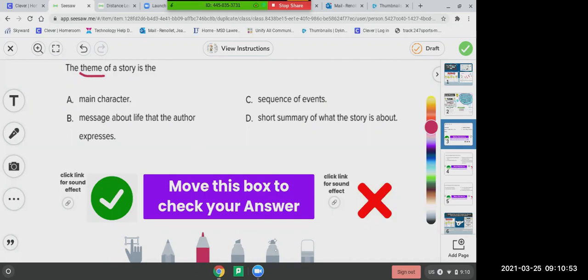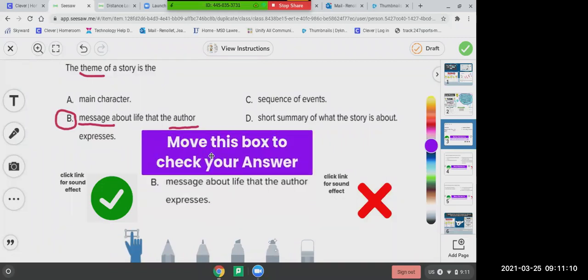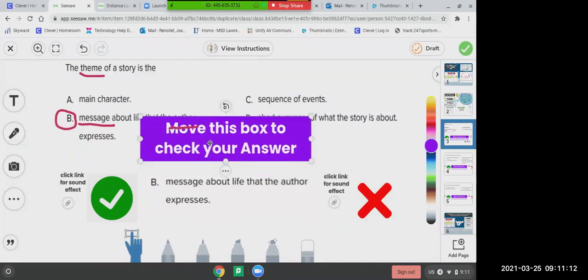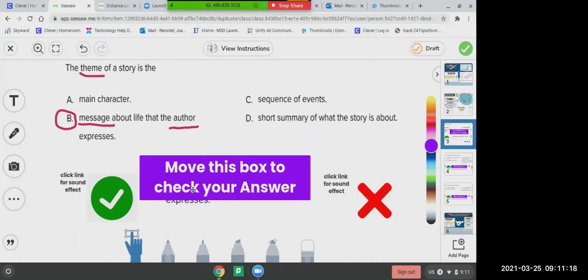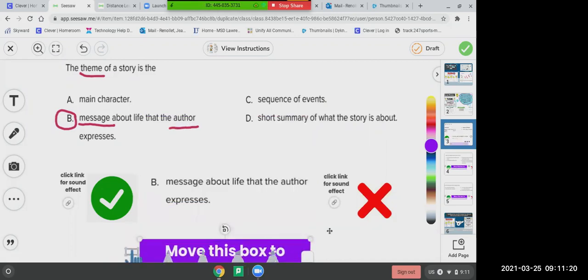I would choose that the theme is answer B. I know the theme is the message or lesson that the author wants me to know. Now I'm going to move this box to check my answer. Yes, I see that we were correct by selecting answer B. Great work. Let's go on to slide number 4.